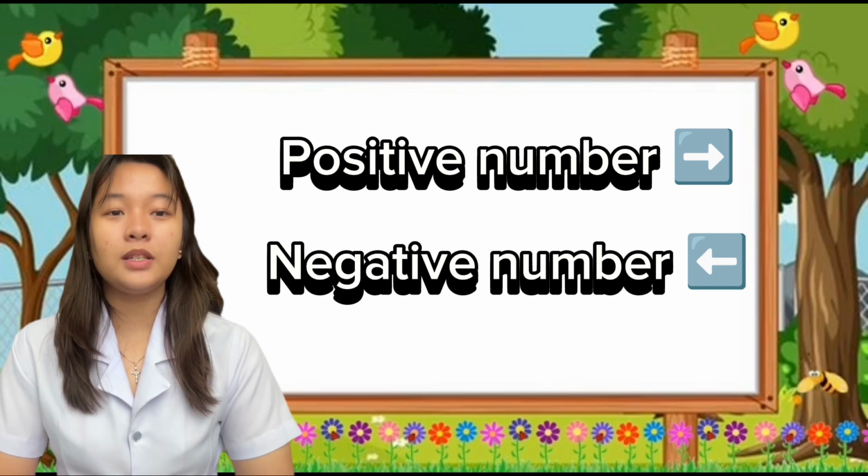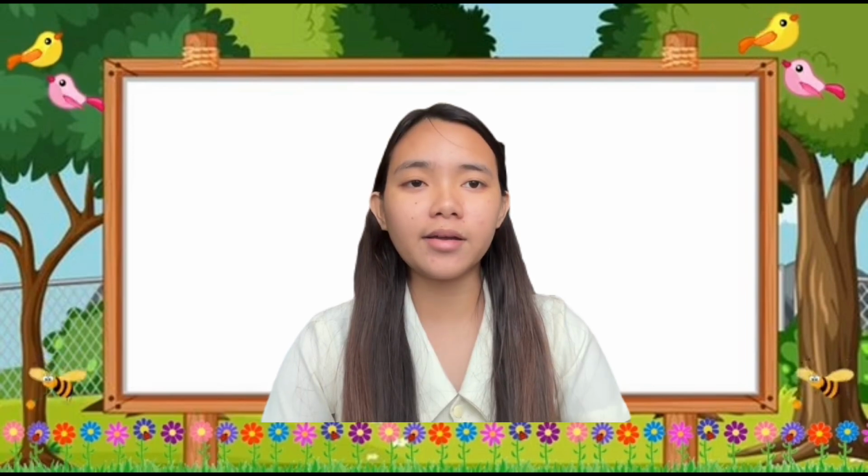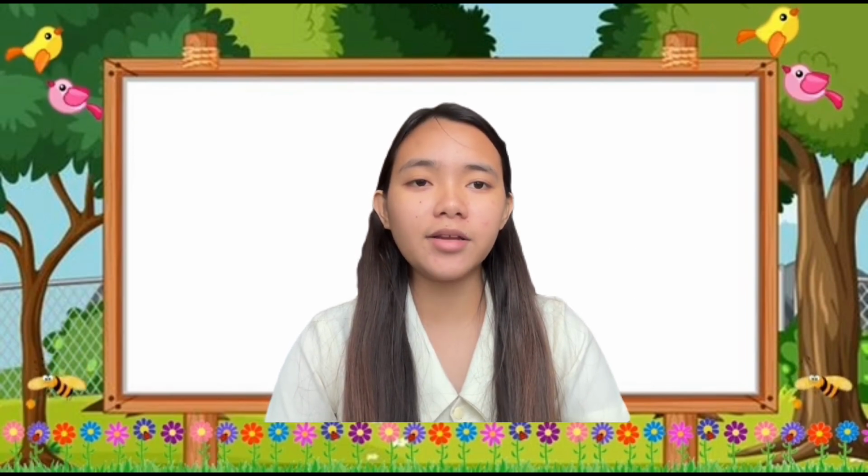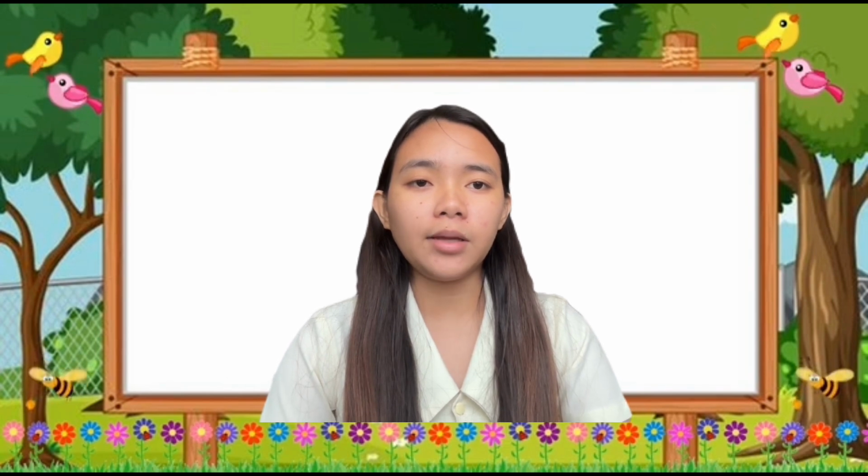Who can tell me where positive and negative numbers are located? Positive numbers are on the right and negative numbers are on the left. Correct. The number line helps us understand movement. Moving right means adding or becoming more positive. Moving left means subtracting or becoming more negative.